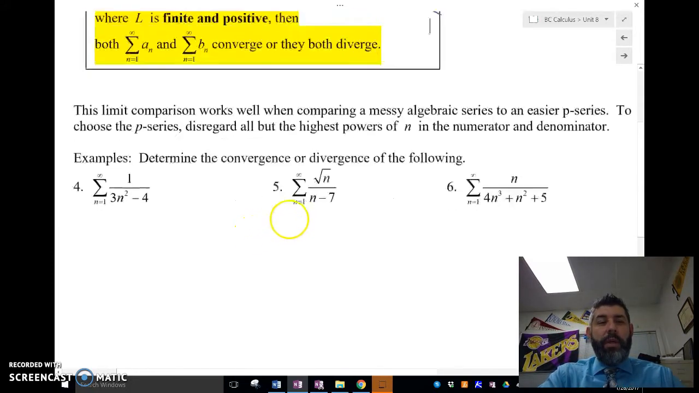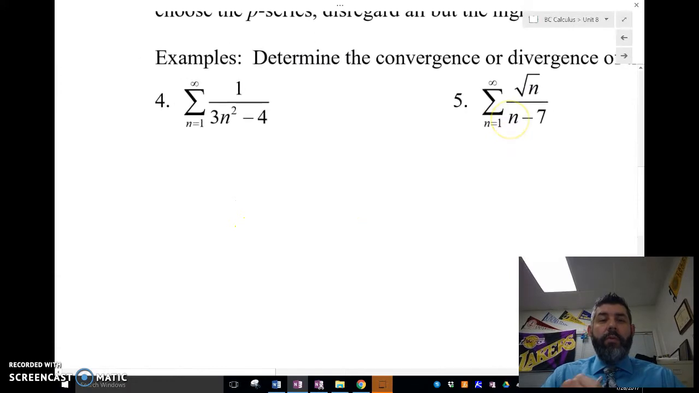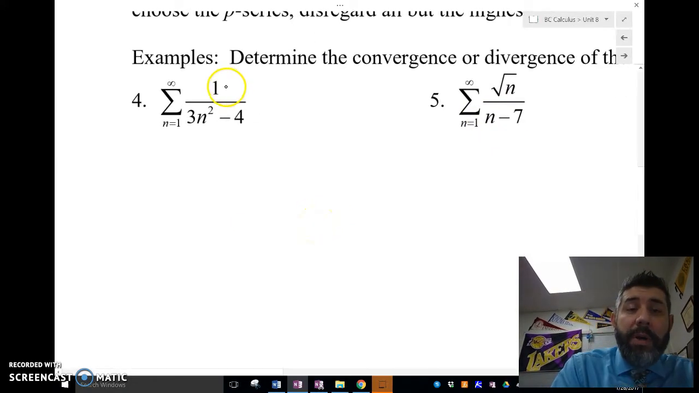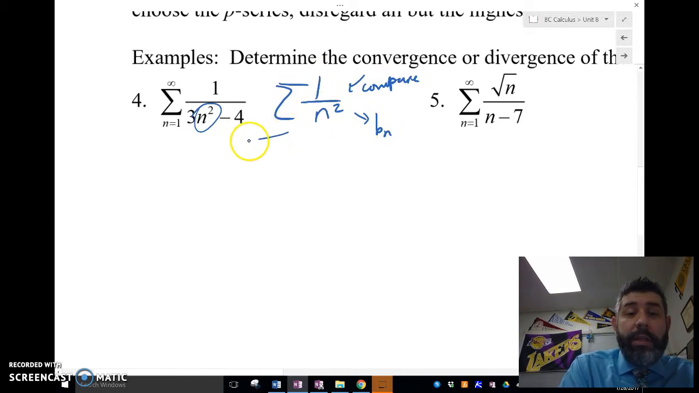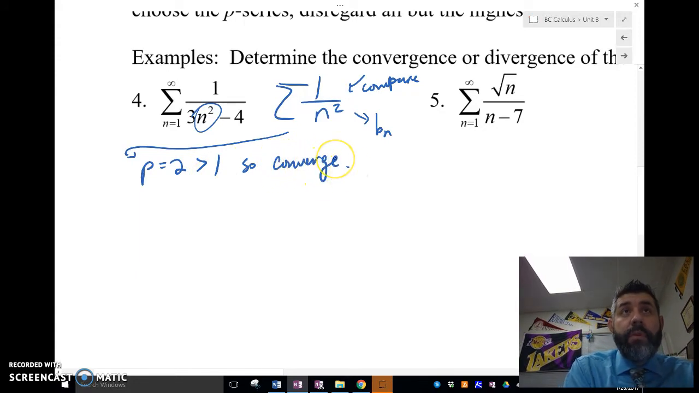Let's do an example. I have 1 over 3n squared minus 4. I'm going to take the highest power of n up here, which is just 1, and the highest power of n here, which is n squared. That's what we're going to compare to, so this is going to be our b sub n. Now, what do we know about this one? Well, this is a p-series where p is equal to 2, which is greater than 1, so it's going to converge by the p-series test.